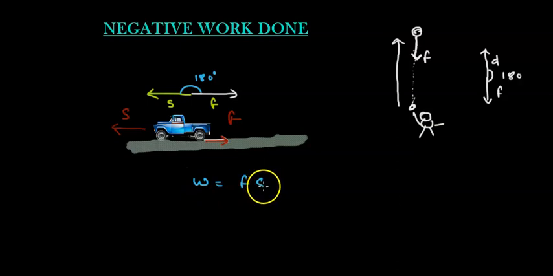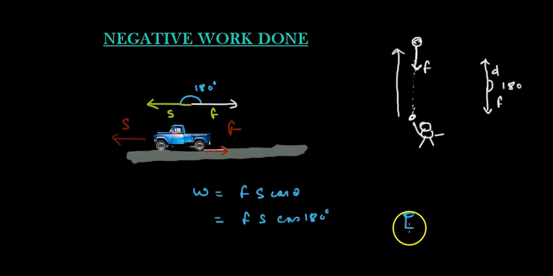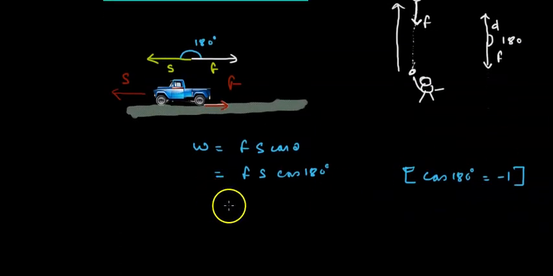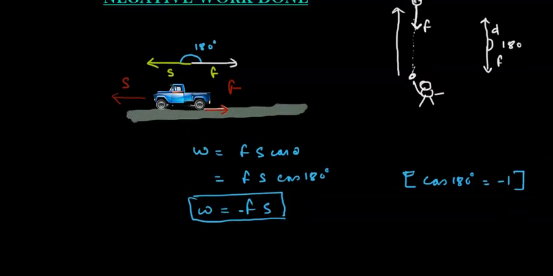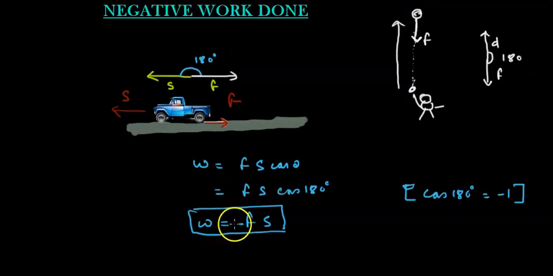Okay, let's put these values in the expression we have found out. This is the Fs cos theta or Fd cos theta we write. So F is the force and S is the displacement we produced, and then cos 180. The value of cos 180 is -1. Now you can see it is Fs times minus 1. Work done is minus Fs. So we call this negative work done because the value is coming in negative.